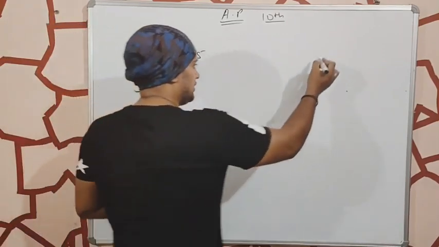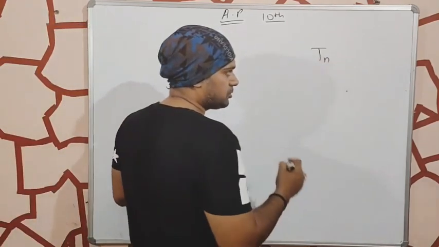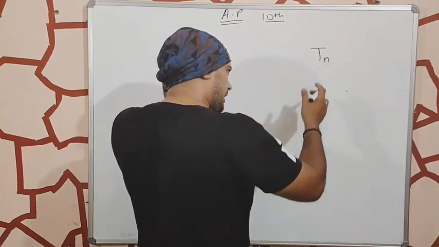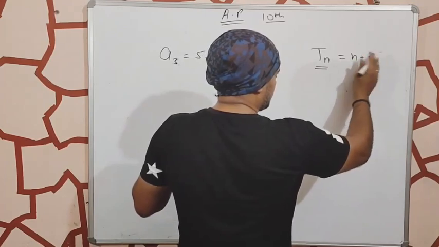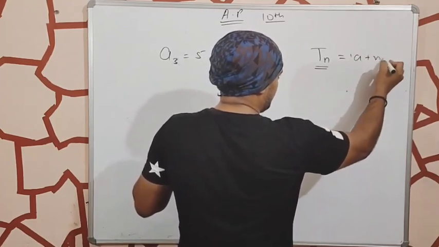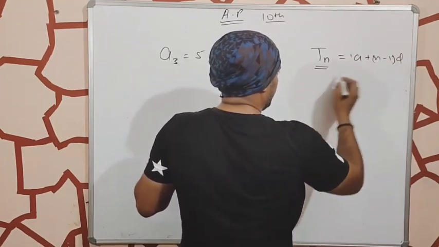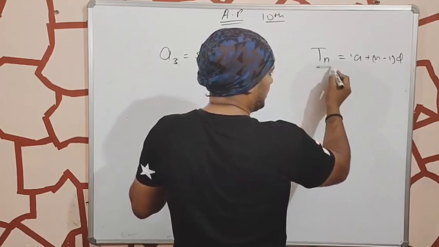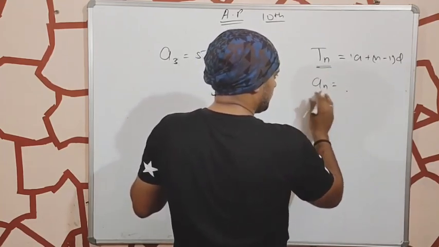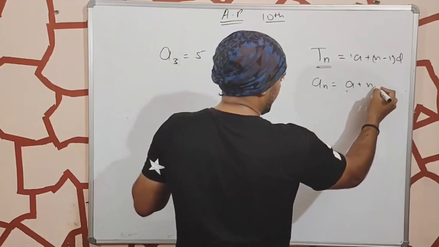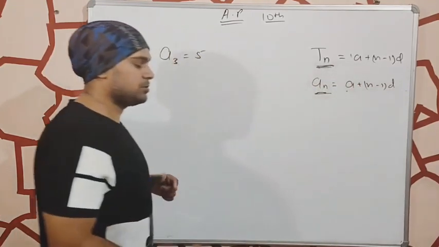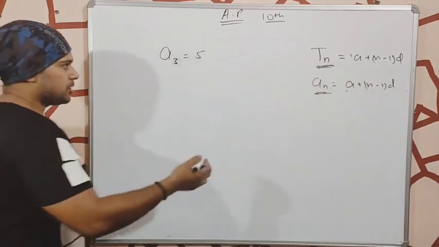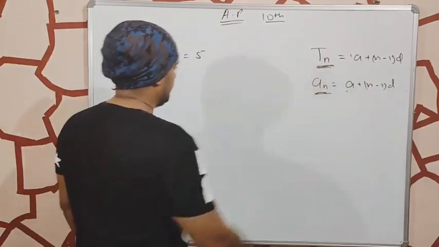Sometimes in some books the nth term is represented by Tn also, so don't get worried about this. Tn is equal to a plus n minus 1 into d. It is only the representation of the nth term. Similarly, an also represents the same thing, a plus n minus 1 into d. So it's your choice whether you write it as Tn or an.